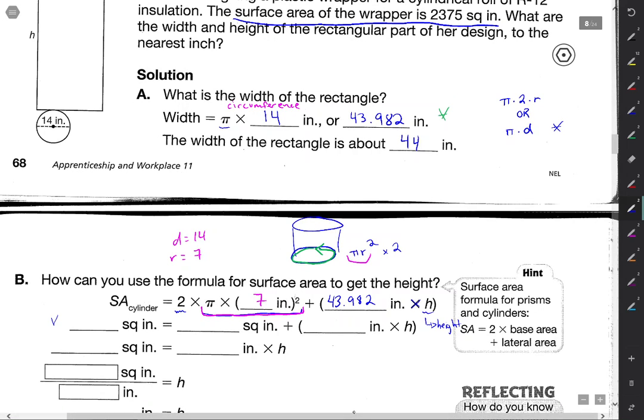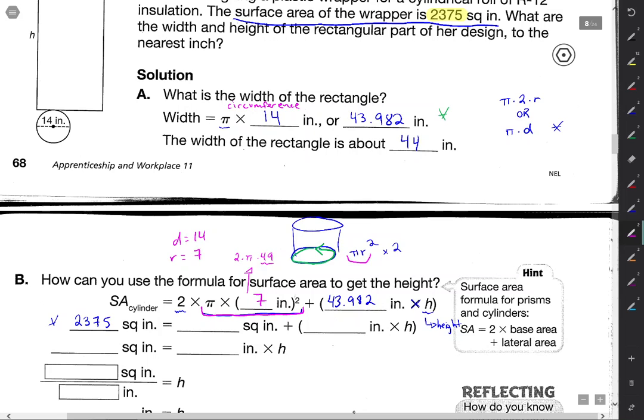So now we have the blank over here. It says surface area of cylinder. Well, they gave us the surface area of the cylinder up here. They said it was 2,375. So we're going to plug that in, 2,375. And what we're going to do now is we're going to do this little pink part of the equation we have. We're going to do the 2 times pi times 7 squared. Now for that, I would recommend doing 2 times pi times 49 in your calculator. I like calculating the 7 squared first.